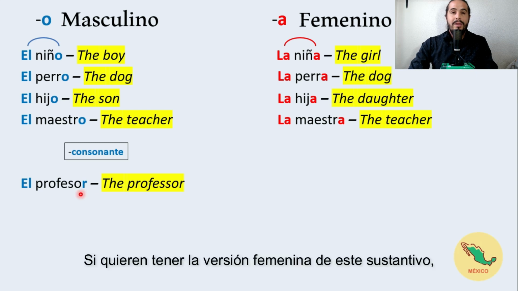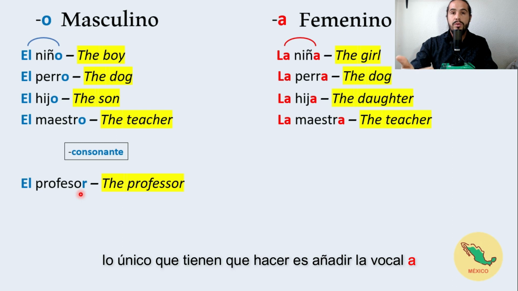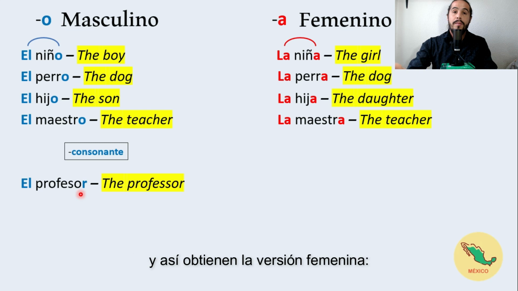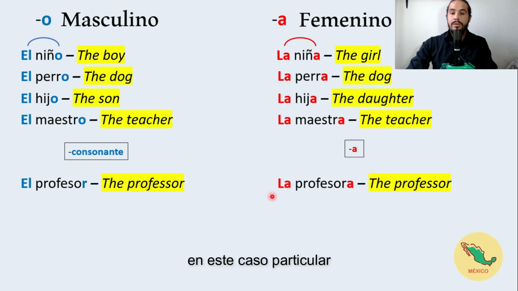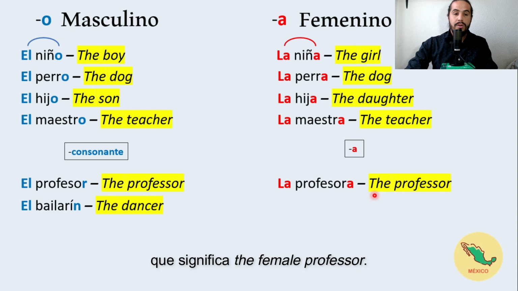If you want to have the feminine version of this noun, the only thing you need to do is to add the vowel A, and then you get the feminine version. In this case, you get la profesora, which is the female professor.